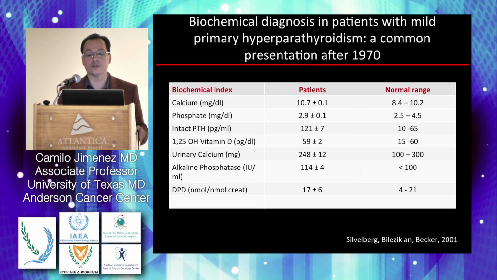So what is the history of hyperparathyroidism after the 70s? You can see it in this table. This is a particular patient who has the classical presentation we currently see. Someone who has a mild degree of hypercalcemia, calcium of 10.7 milligrams per deciliter, with normal phosphate, mildly elevated intact parathyroid hormone, and with values of calcitriol, urinary calcium, alkaline phosphatase, and pyrilinks, markers for destruction, that are normal or located close to the upper limits of normality.